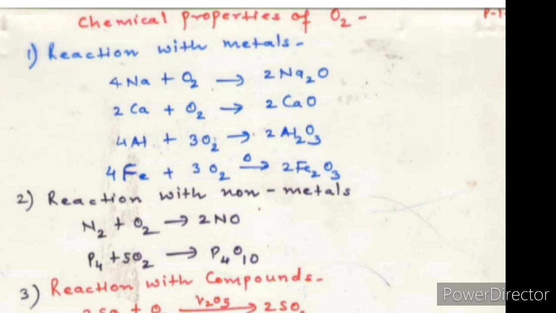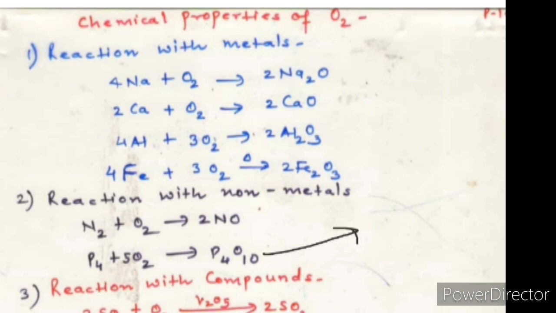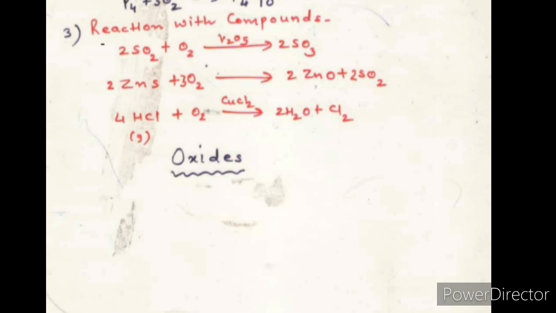It can also react with gases like nitrogen to form NO, nitric oxide, which is actually a pollutant and can cause depletion of the ozone layer. Similarly, it can react with phosphorus to form P4O10, that is phosphorus pentoxide, which is a very good dehydrating agent. Reaction with compounds, these 3 reactions are important for your exam.